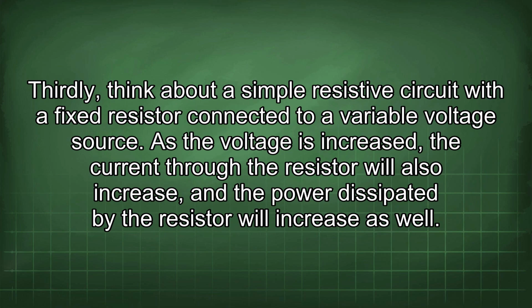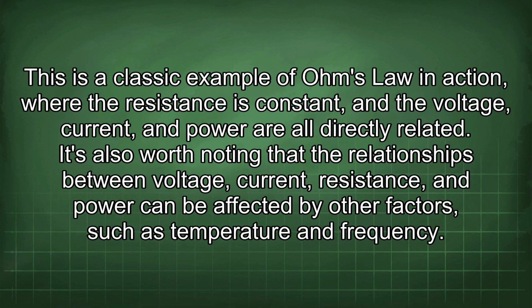Thirdly, think about a simple resistive circuit with a fixed resistor connected to a variable voltage source. As the voltage is increased, the current through the resistor will also increase, and the power dissipated by the resistor will increase as well. This is a classic example of Ohm's law in action, where the resistance is constant, and the voltage, current, and power are all directly related.